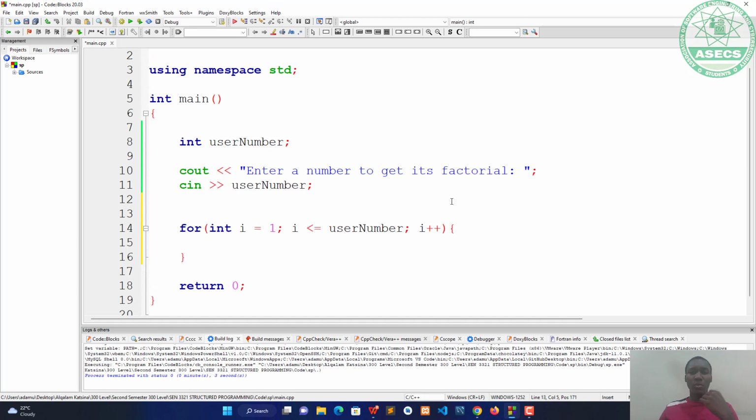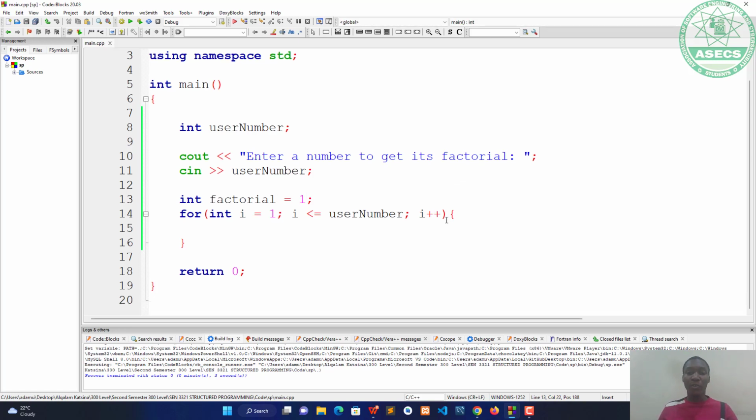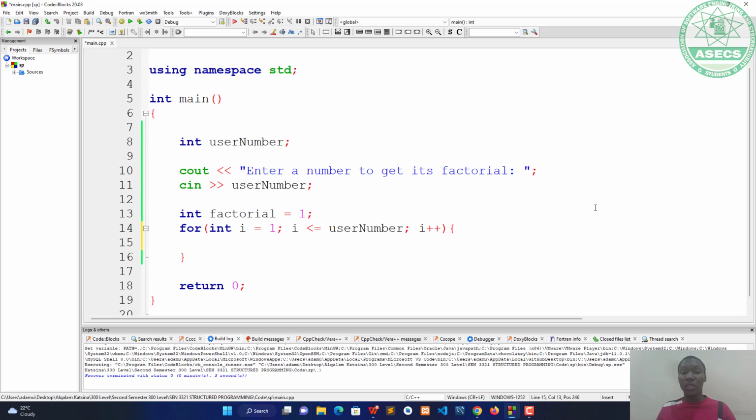Alright, over here there's one more thing. Every number we multiply, we want to keep saving the result in a variable. It can be any variable, so I'll create my own variable and call it factorial, and I will assign it to 1. Over here I can just say factorial equals factorial times I.